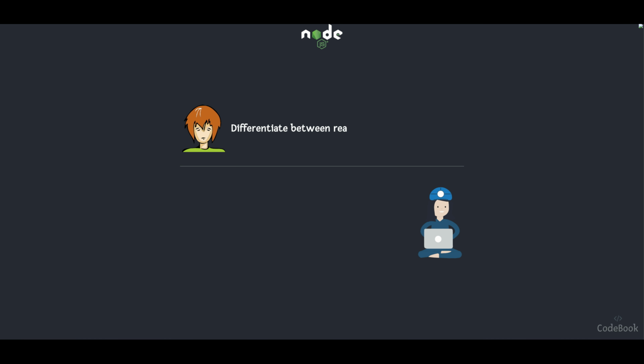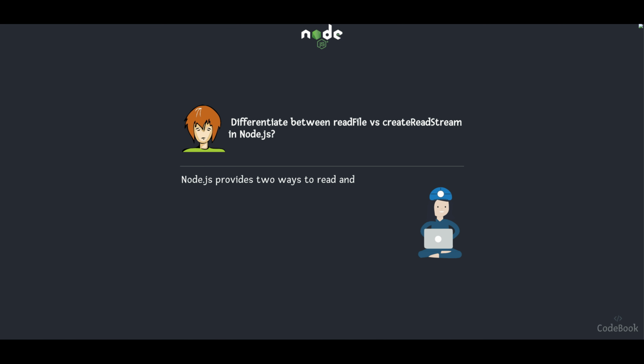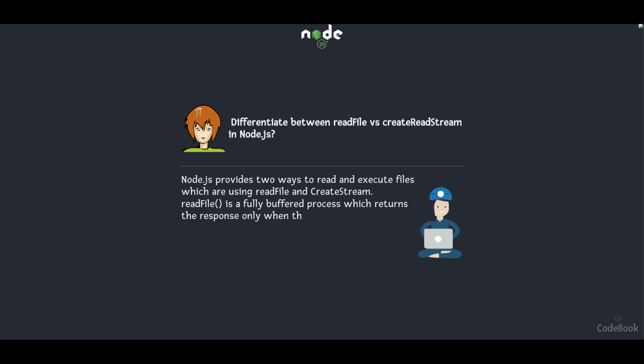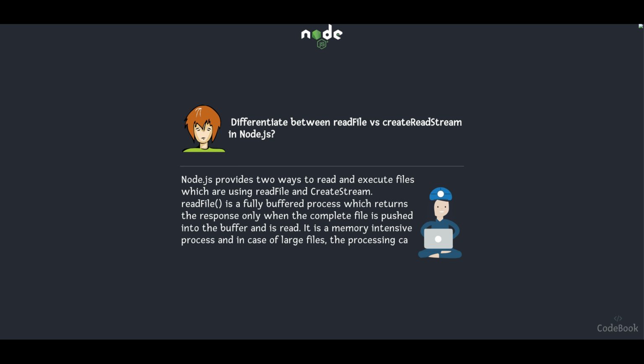Differentiate between readFile versus createReadStream in Node.js. Node.js provides 2 ways to read and execute files, which are using readFile and createReadStream. readFile is a fully buffered process which returns the response only when the complete file is pushed into the buffer and is read. It is a memory-intensive process, and in case of large files, the processing can be very slow.